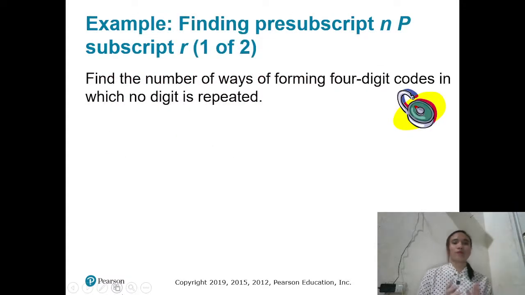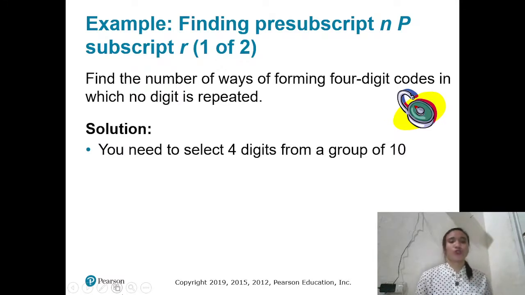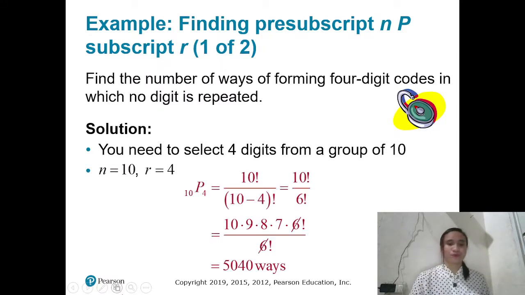For example, find the number of ways of forming 4-digit codes in which no digit is repeated. Solution: you need to select 4 digits from a group of 10, so n is equal to 10 and r is equal to 4. Apply the formula, and the answer is 5,040 ways.